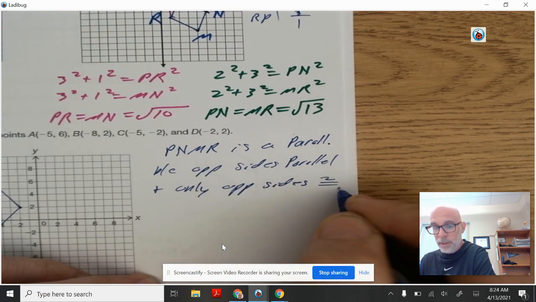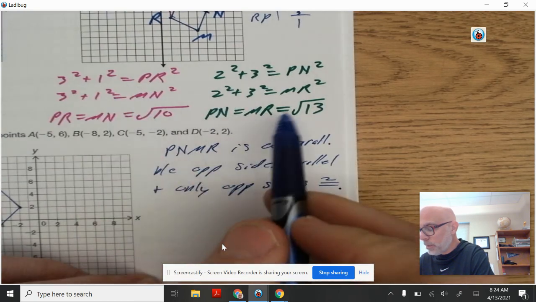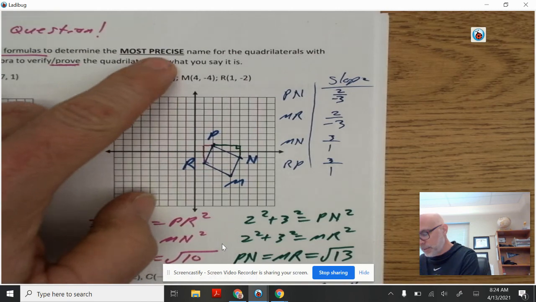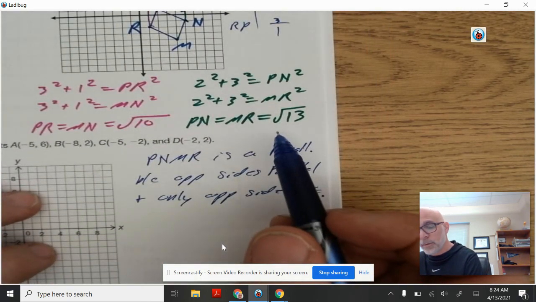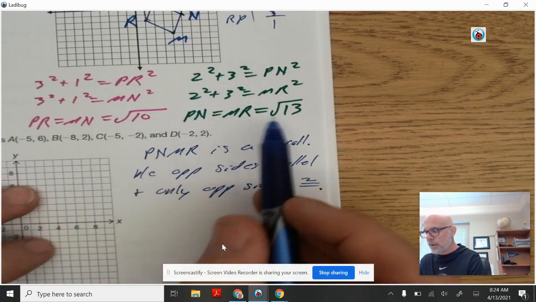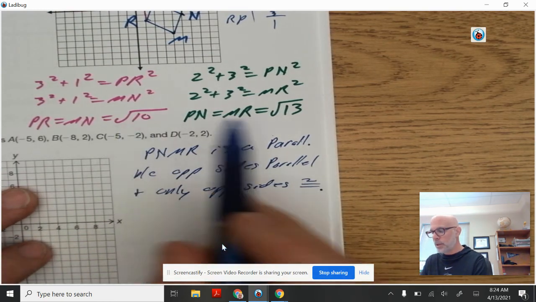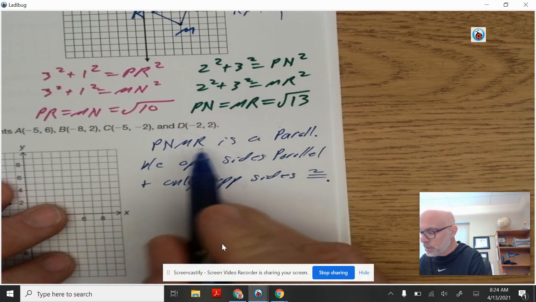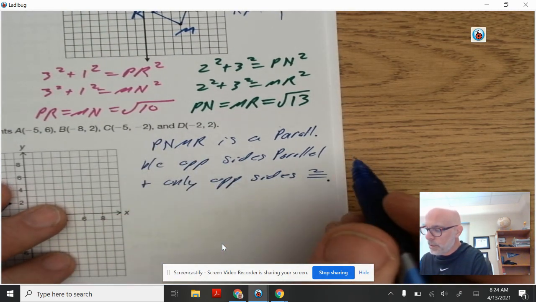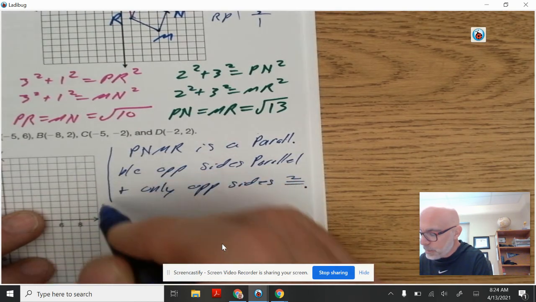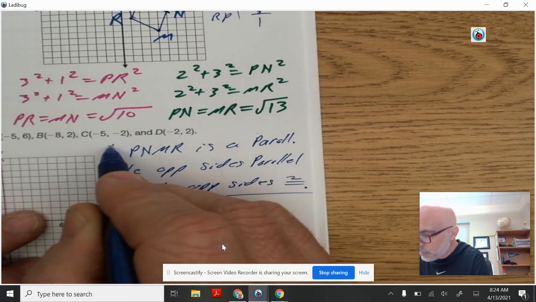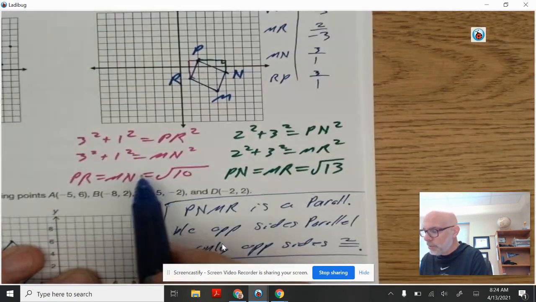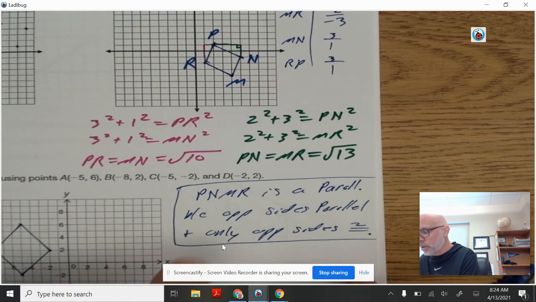Because remember, if we would have found out that all 4 of them were the same, parallelogram would not be the most precise name. We would have had to say that this would have been a rhombus. So this verifies that it's not a rhombus, that those two are the same and those two are the same. So only the opposite sides are the same, not all four of them. That's what I mean. So you're going to write a little sentence. On this test question, you're going to answer these something like this. And then you're going to have the four slopes and the four distances to back up your claim.